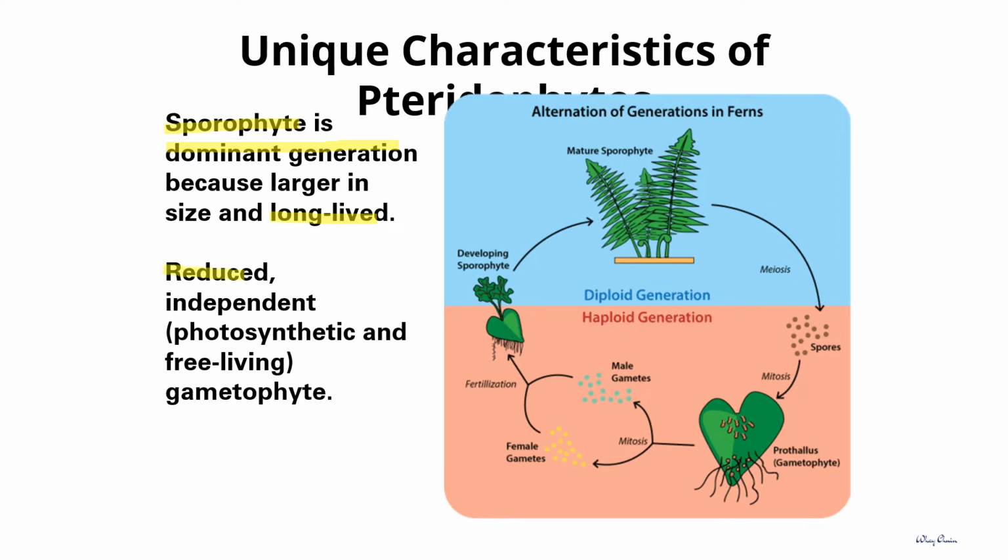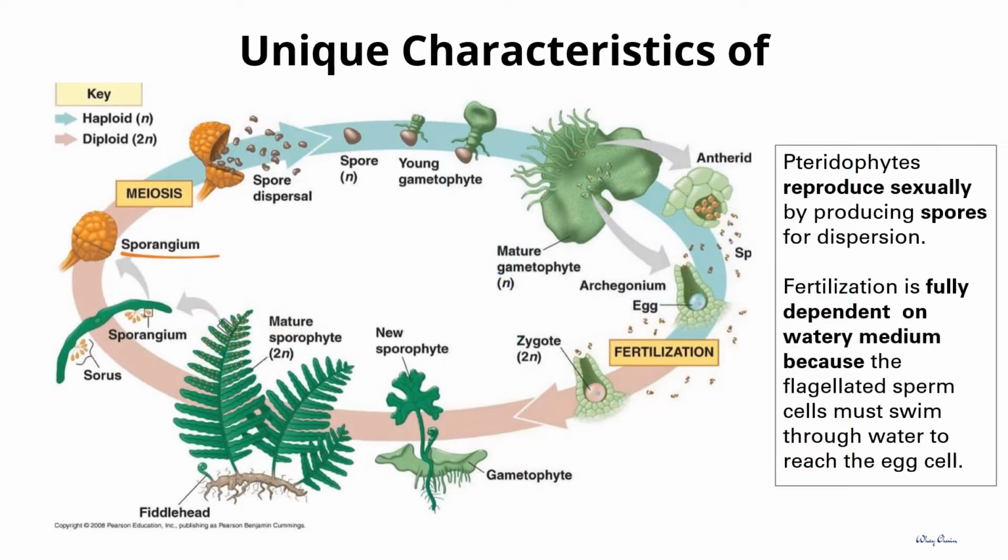The reduced haploid generation, which is the gametophyte generation, means that they are getting smaller in size over time. However, they are independent because they are able to produce their own food through photosynthesis. Same as bryophyte, pteridophytes require water medium for fertilization.